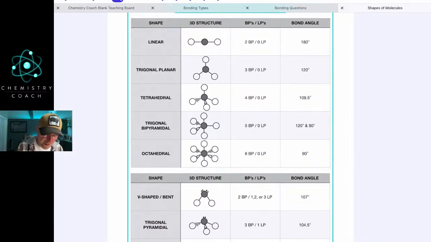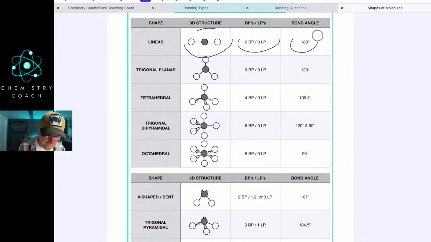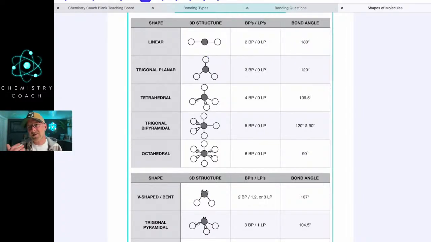So, facts. You need to know the shape, how to draw it 3-dimensionally, the number of bonding pairs and lone pairs around that central atom, and of course, the bond angle or bond angles of them. Okay, that is factual recall. That is where your revision is going to help in terms of flashcards and stuff like that. What it doesn't do is tell you how to spot what shape a molecule is, and that's what I'm going to spend the next 10 minutes or so going through with you.